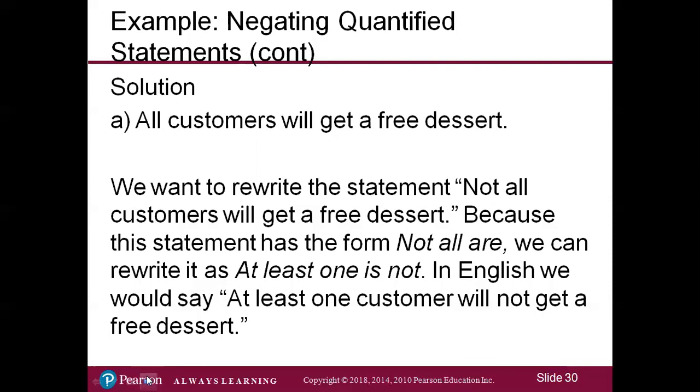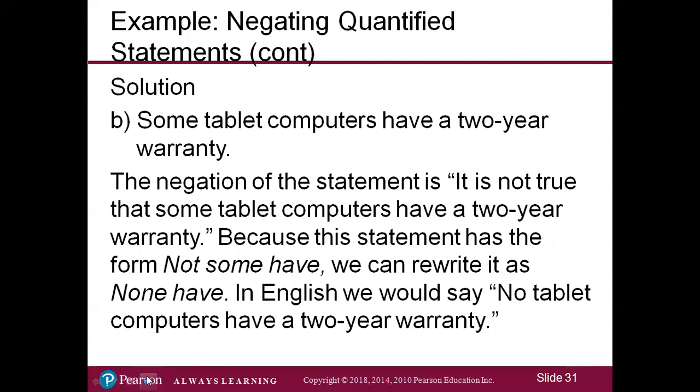Solution to A. All customers will get a free dessert. We want to rewrite the statement, not all customers will get a free dessert, because the statement has the form not all are. We can rewrite it as at least one is not. In English, we would say at least one customer will not get a free dessert. Some tablet computers have a 2-year warranty. The negation of the statement is it's not true that some tablet computers have a 2-year warranty, because this statement has the form not some have. We can rewrite it as none have. In English, we would say no tablet computers have a 2-year warranty.